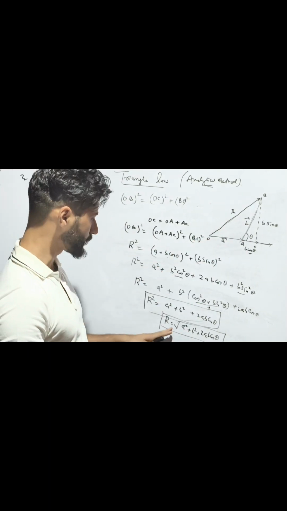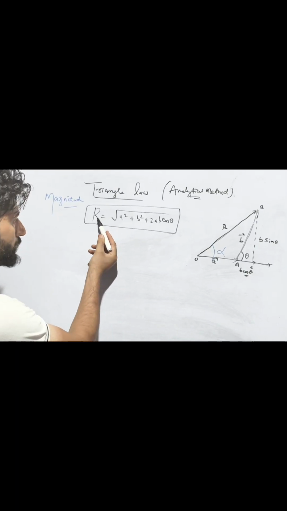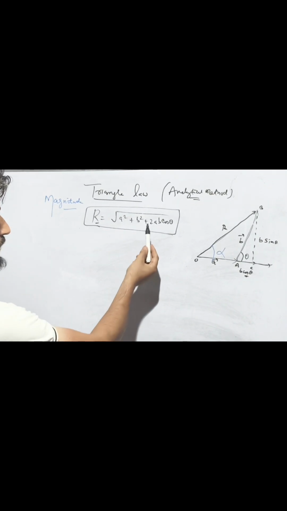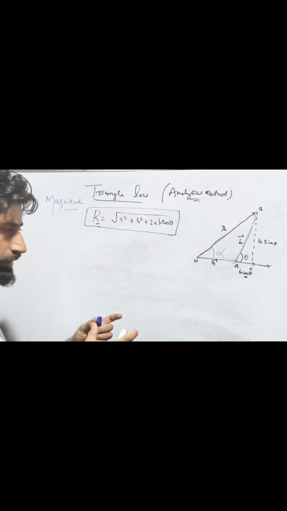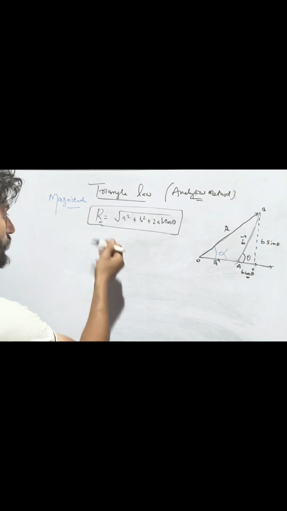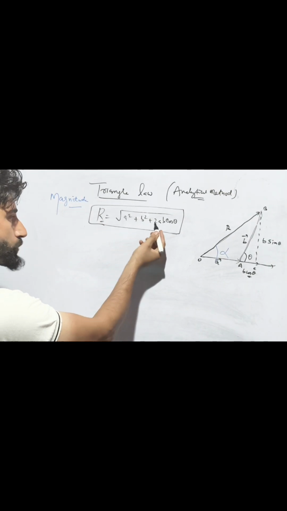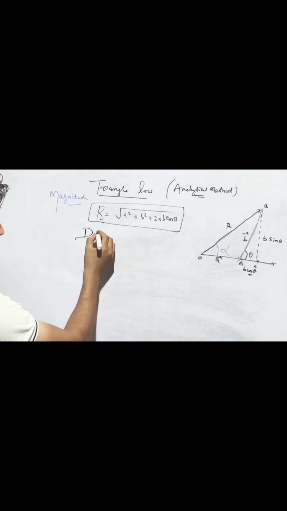So we can easily find the resultant of these two vectors. I found the resultant magnitude, R is equal to the square root of A square plus B square plus 2AB cos theta. Since we are adding two vectors, we got a resultant R. But this resultant is also a vector, so it has magnitude and direction. I found the magnitude, and now I'll find the direction of this resultant vector.